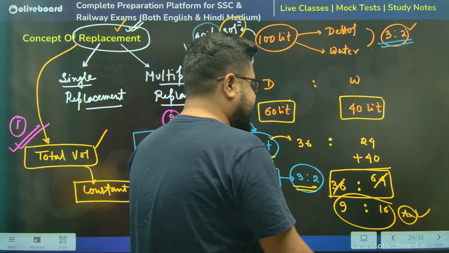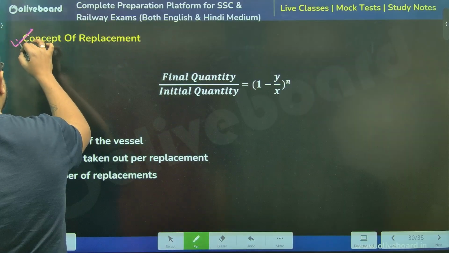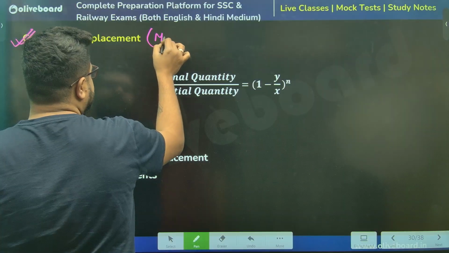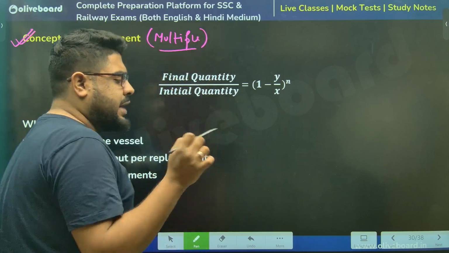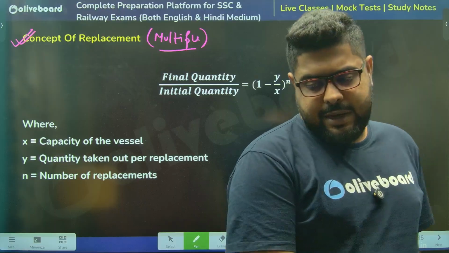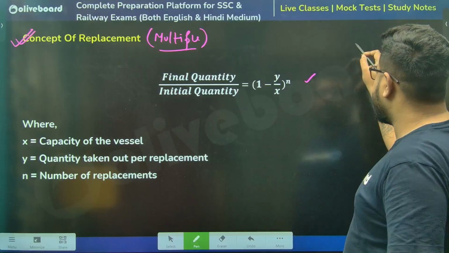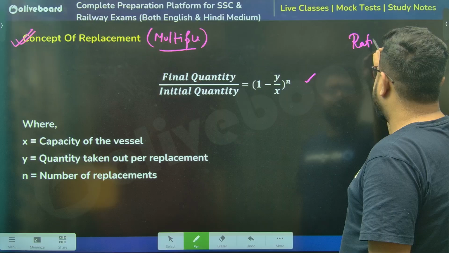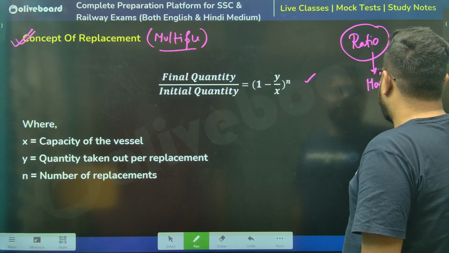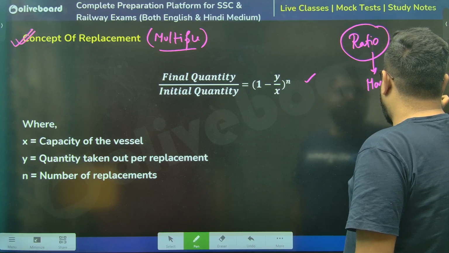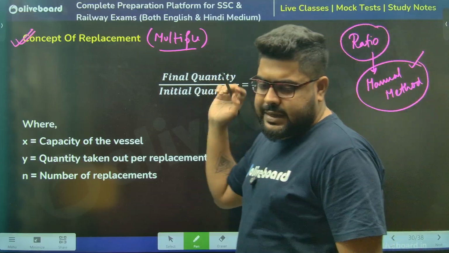Now, if it is clear, let's understand the multiple replacement concept. Now, what happens if we are talking about multiple replacements? Please understand, either you can use this formula or there is another way, which is to go by the ratio, the manual method. While solving questions, I'll show you one. But please understand the formula once.